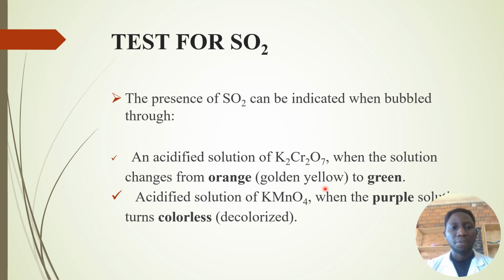The second, when you take an acidified solution of potassium manganate, when the purple solution color turns colorless, this means decolorized. This means also there is a presence of sulfur dioxide. What we have to take as a conclusion, there are two ways of testing sulfur dioxide. First we have the reagent of potassium dichromate, where we observe the change of color from orange to green. The second, we have the reagent of potassium manganate, where the color changes from purple to colorless.